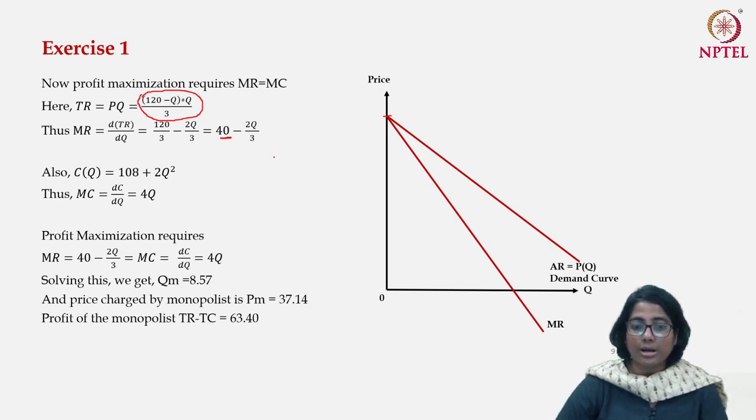So now we have got our average revenue curve, we have got our marginal revenue curve, we have got our demand curve, we know what the total revenue is. What are we left with? We have to understand what is the structure of the marginal cost curve. The cost curve is given by 108 plus 2Q square. If this is the cost curve, then in order to get the marginal cost, I have to take a derivative of this cost curve with respect to Q. What do I get? There is nothing against 108. For 2Q square, I get 4Q.